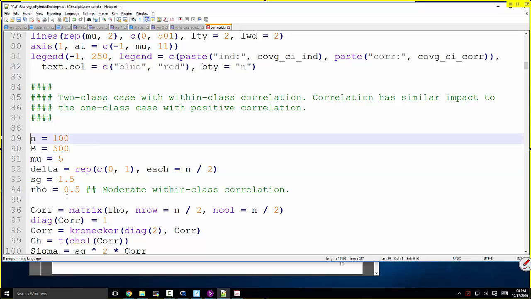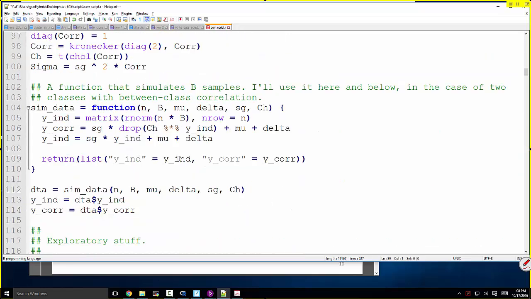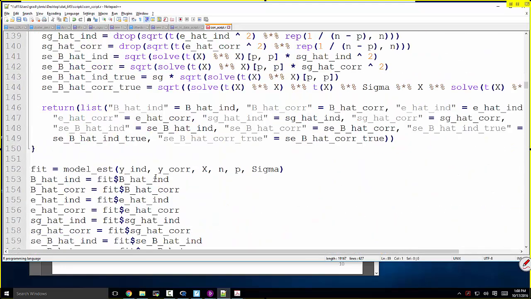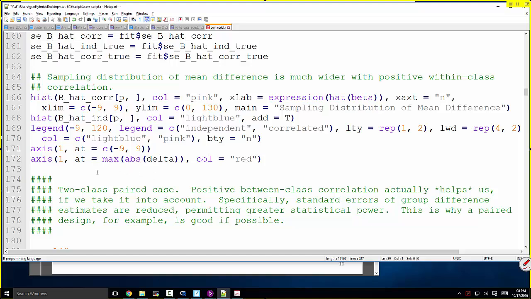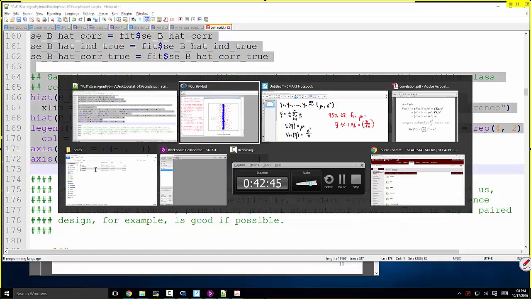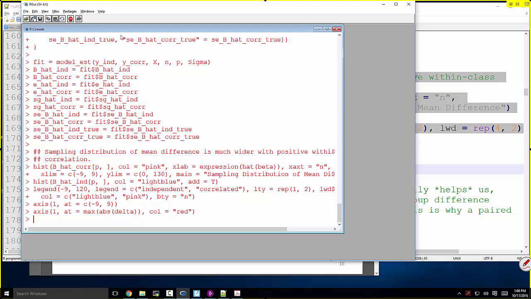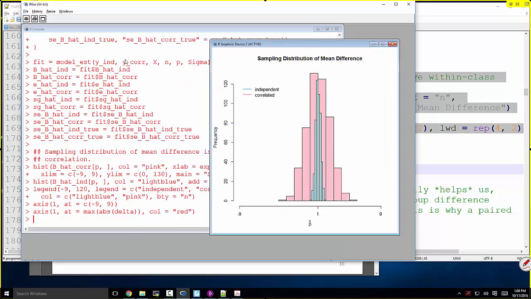And we have similar impacts. I'm just going to quickly run this to look at the sampling distribution of mean differences. You don't have to follow through all the code in this script. So this is the analogous picture from that one class problem to the two class problem. I simulated data so that the mean difference was 1. Treatment minus control on average equals 1. So the middle of this distribution is at 1.